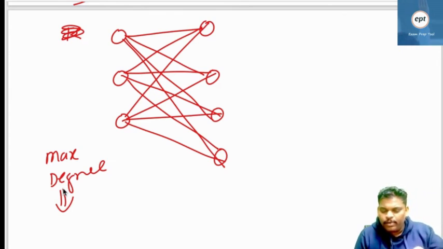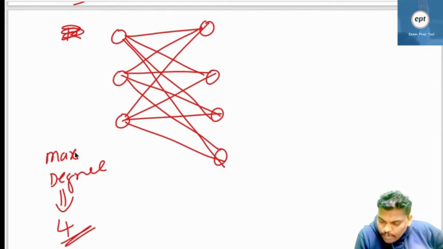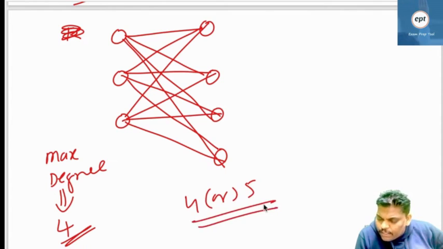Right. So maximum degree 4. See this one, maximum degree 4. To this graph, maximum degree 4. Listen everyone now. Maximum degree 4. So the answer should be either 4 or 5.